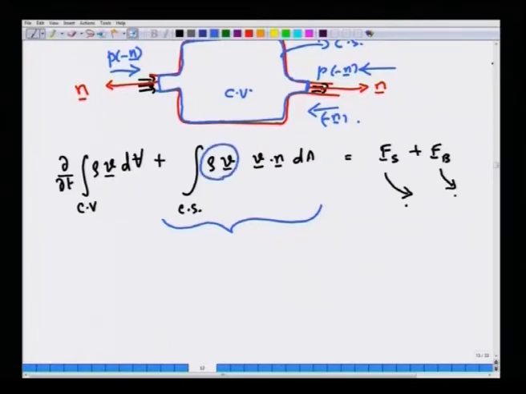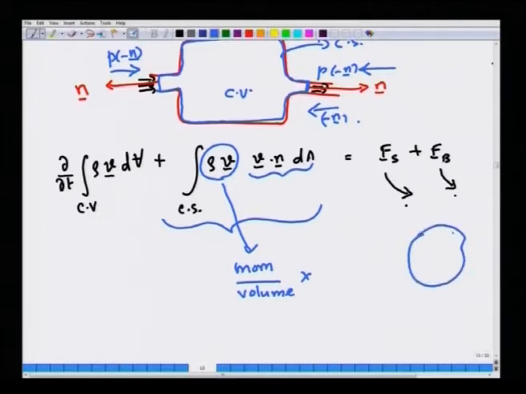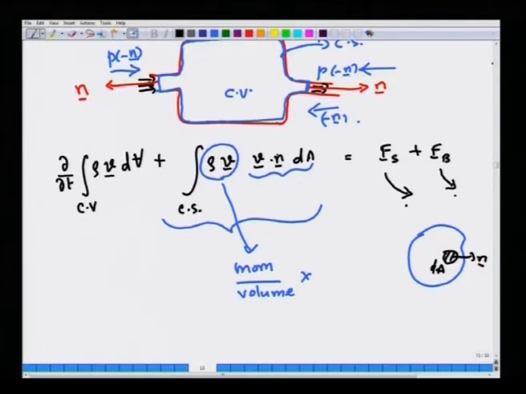Rho v is the momentum density. This is momentum per unit volume. Times v dot n dA is the differential volumetric flow rate. Suppose you have a control volume and you have a tiny patch dA, and this is the unit outward normal. What is the volume flux, the volume flowing per unit time out of this differential control volume? This is v dot n dA. Let me write it in red color. This is volume per time.